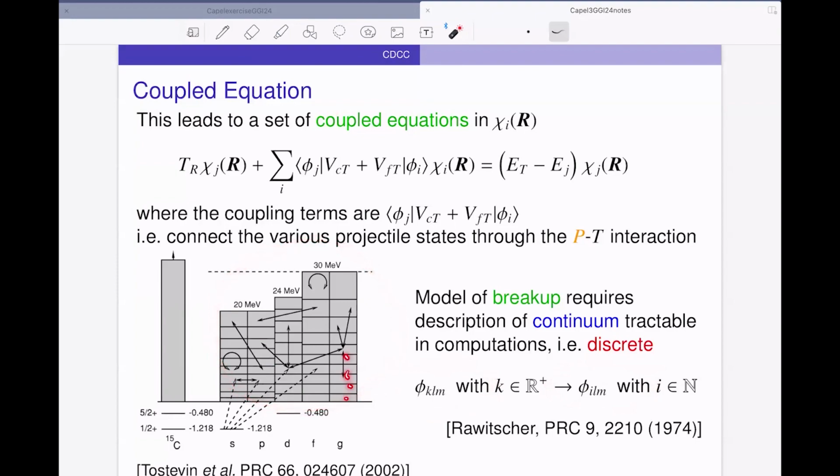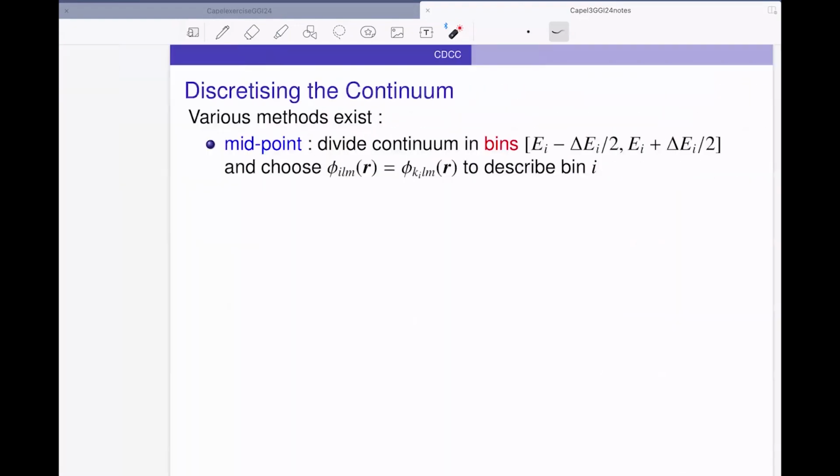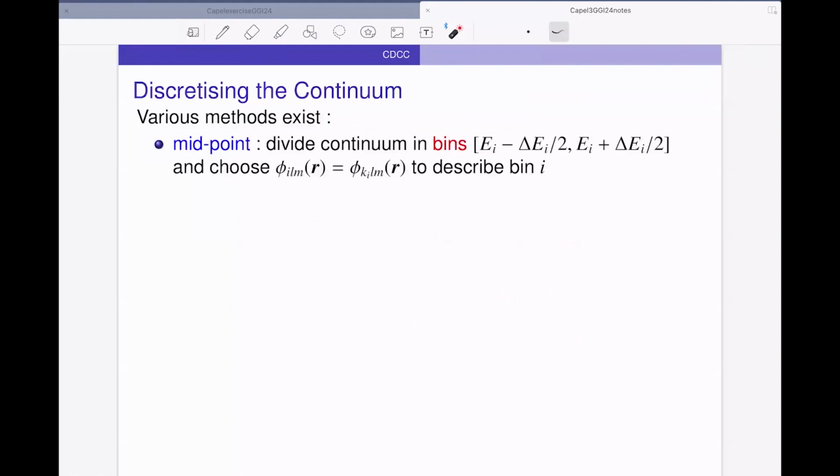So you basically build sort of bins of the continuum to try to discretize that continuum. So there are different ways of doing it. The first one is what George Rawitscher suggested initially. You divide the continuum into bins, small bins, not too big, and then you choose the middle one. You choose the middle point, and you say that's fine. Now this is good. This is a good first approximation.